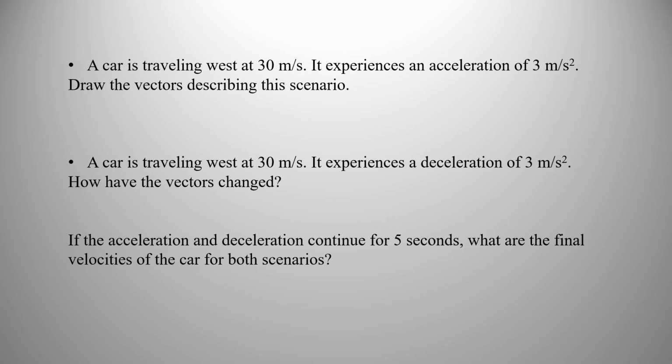The car is traveling west at 30 meters per second and it experiences a deceleration of 3 meters per second. Now, the magnitudes are the same, so one arrow 10 times bigger than the other, but now the small arrow is pointing in the opposite direction to the big arrow. Okay? If the acceleration and deceleration continue for 5 seconds, what are the final velocities of the car for both scenarios? And for that, you're going to need the acceleration formula and solve for final velocity.